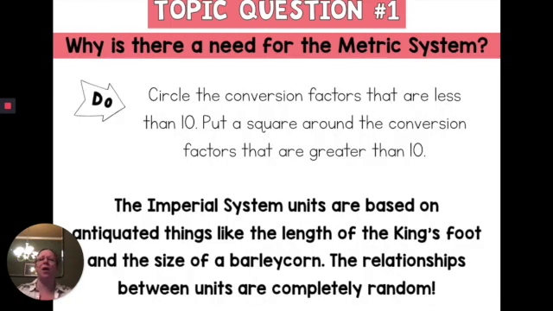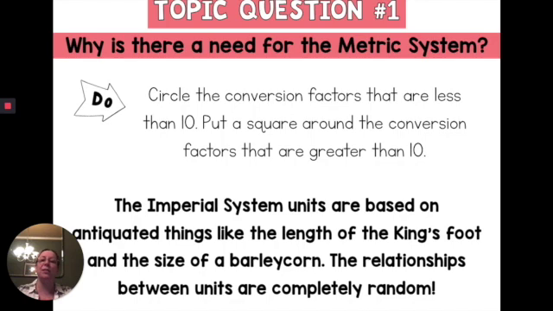So back to the question of why is there a need for the metric system? Here in a little bit we're going to circle the conversion factors that are less than 10 and put a square around the conversion factors that are greater than 10. We'll get to that when you're doing it on your own. But for now, let's talk about this. The imperial system units are based on antiquated things like the length of the king's foot, the size of a barley corn. The relationships between units are completely random. There's no reason why one thing is one and one is the other.